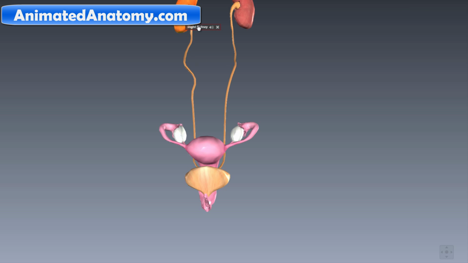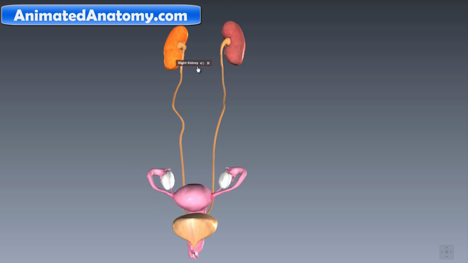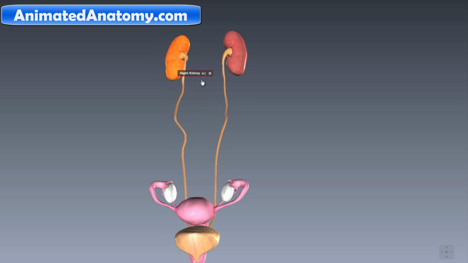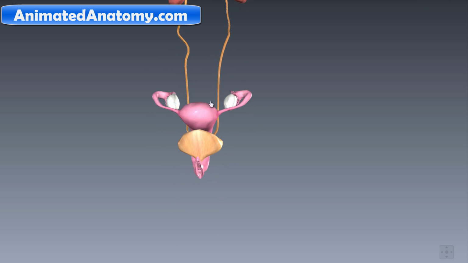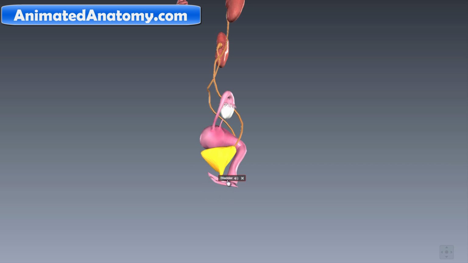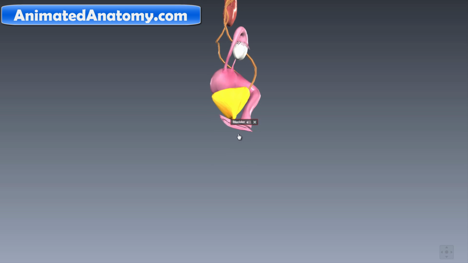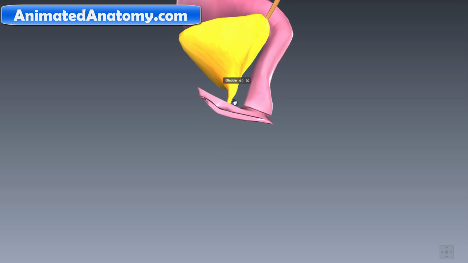This here is the right kidney. Kidney is basically a filter. And everything that gets filtered out of your blood goes through the kidney, then enters the ureter, and then goes all the way down to the bladder. From the bladder, it exits the body through the urethra here.